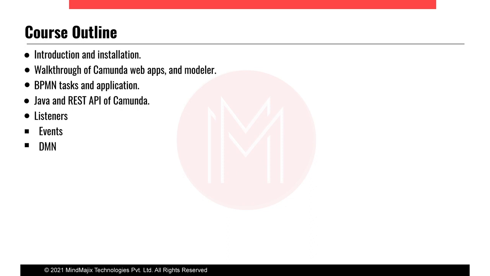Then we'll be going through forms in Camunda. Basically, there are two places where you can use a form. One is the start event at the start of the process, or any of the user tasks. Basically, there are four types of forms, which we will be explaining in that part.